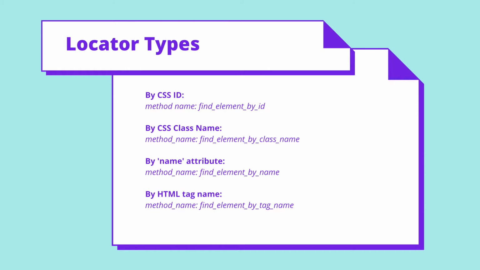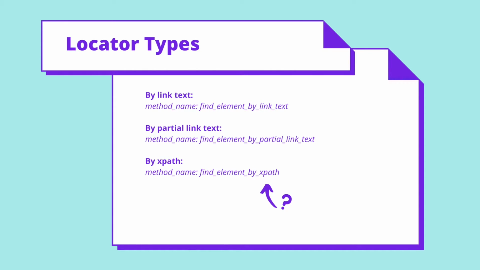In these slides, I've listed the locators as well as their method name in Python because the Python method names are the most clear. We have locators for CSS ID and CSS class name. You can see here that the method names are findElement by ID and findElement by class name. We also have a locator for the name attribute on a tag, as well as just the general HTML tag name. We also have some convenience locators for link text and partial link text, which allows us to easily find links in our page. We also have a locator for something called XPath.